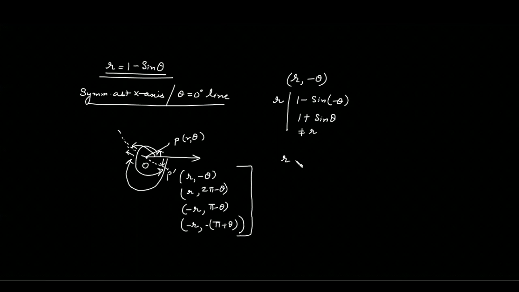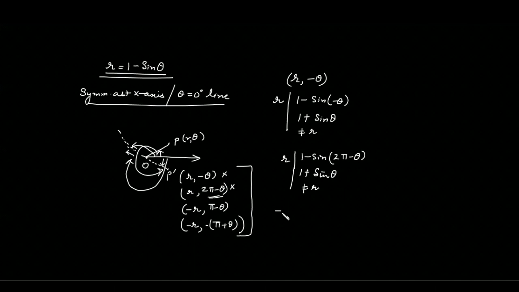Now we consider the next point, r and 2 pi minus theta. When we put 2 pi minus theta instead of theta, what will we have? This is 1 minus sine of 2 pi minus theta. In the fourth quadrant our sine is negative, so this will become 1 plus sine theta. Again this is not equal to r. So this point does not satisfy the graph.